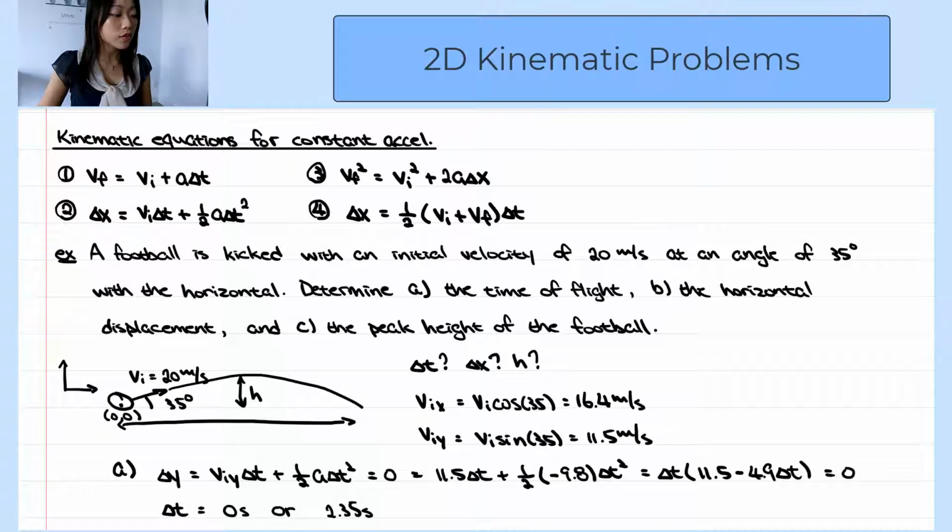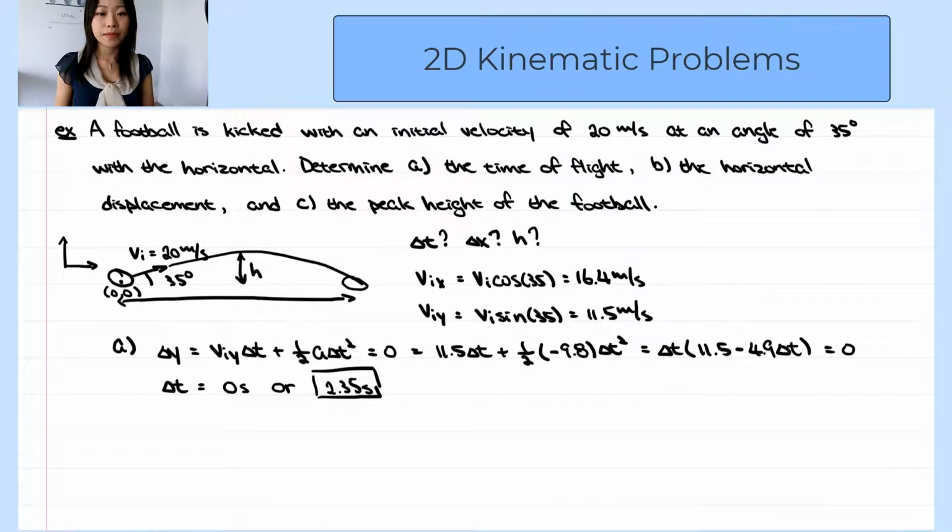We got 2 answers for delta t because the final height equals 0 when the ball is at the initial position or at the final position here. And we want to find the time of the flight, so the non-zero answer is the answer that we are looking for. So for part A, the time of the flight is 2.35 seconds.